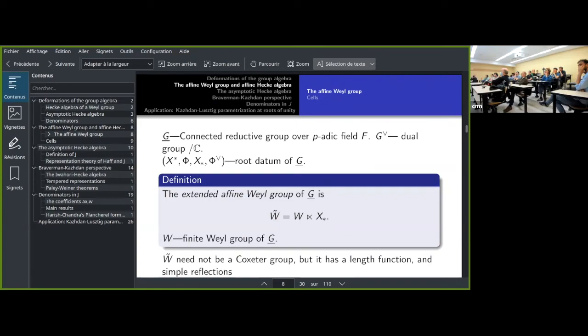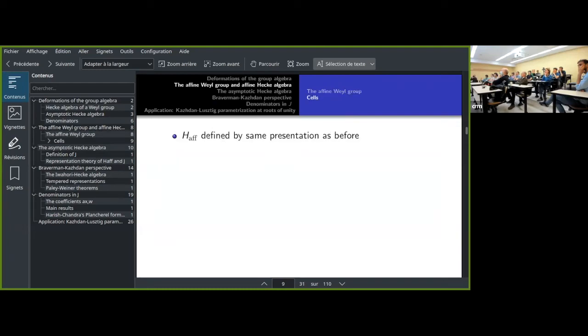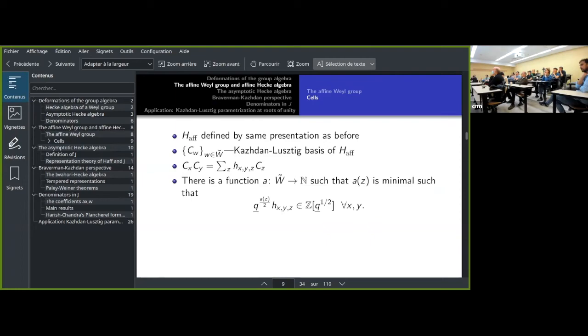This is not in general a Coxeter group. It has a bunch of elements of length 0, but it does have a length function, and it is generated by simple reflections, and it is tame in the sense of such groups. You can apply all the constructions that Lusztig did for finite Weyl groups; he was able to pretty much immediately apply them to these extended affine Weyl groups. The affine Hecke algebra has the same presentation as for finite groups. You again have the Kazhdan-Lusztig basis of the affine Hecke algebra, and you have its structure constants, which are some Laurent polynomials in q to the 1/2.